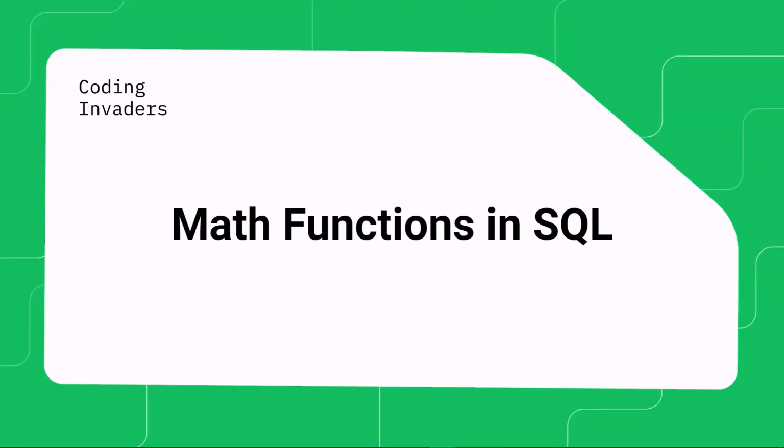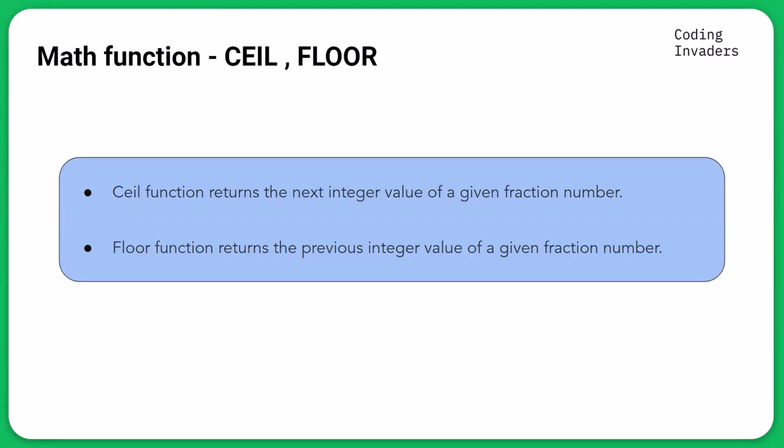Hello everyone. In this video, we are going to see math functions in SQL. First, we will see the functions ceil and floor. The ceil function returns the next integer value of a given fraction number, whereas the floor function returns the previous integer value of a given fraction number. Let us take an example and then try to see how ceil and floor are used.